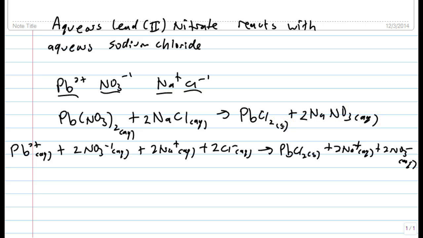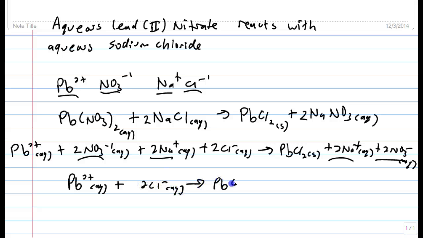Okay. So, to get the net ionic, you look for spectator ions. Look for the ions that are the same on both sides. Those are the same on both sides. Those are the same on both sides. Now make sure they're exactly the same. So taking those out, we have this. And that is your net ionic equation.